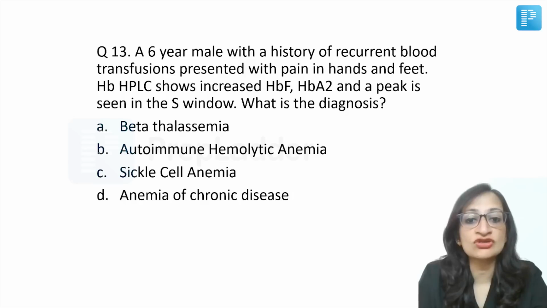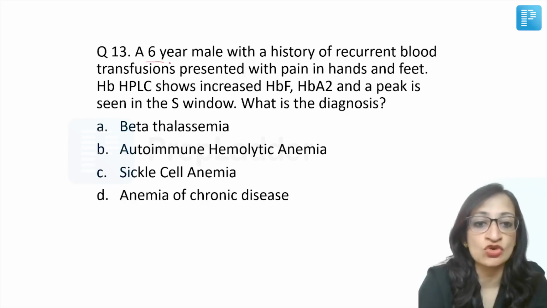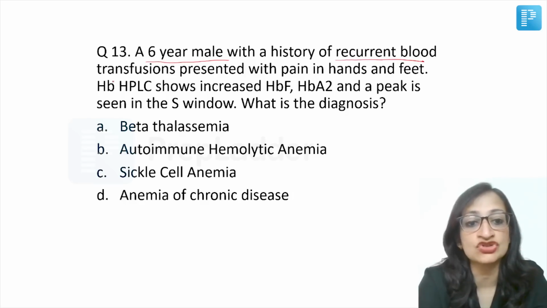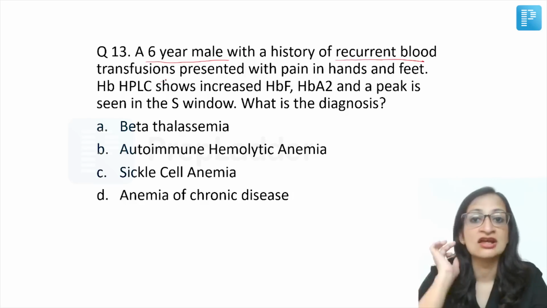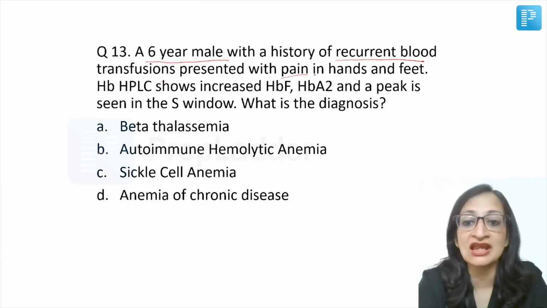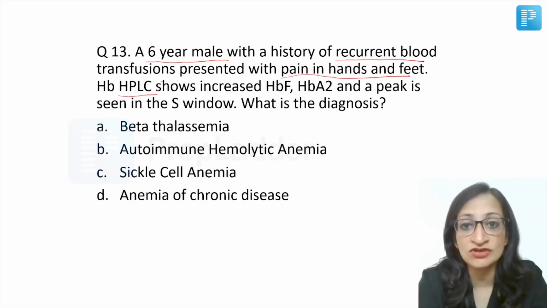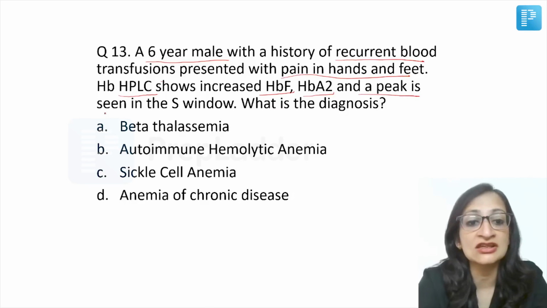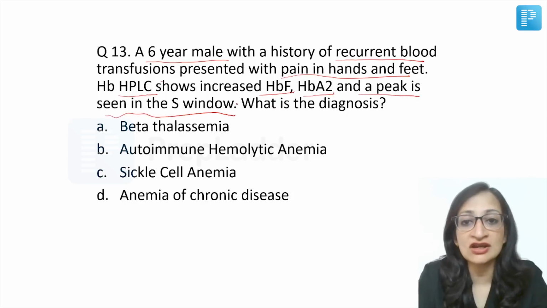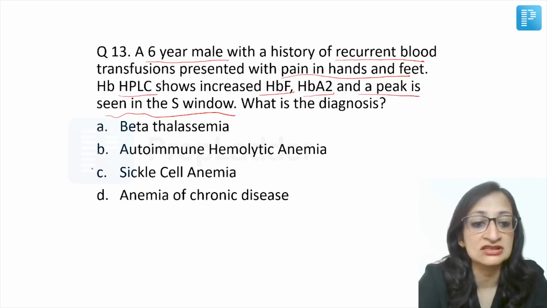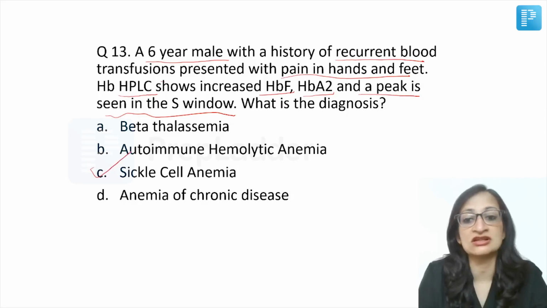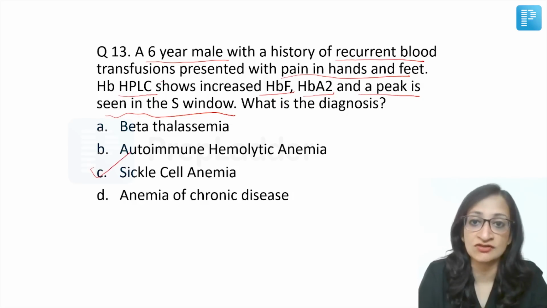Okay. So moving on to the next question, what we have here is a 6-year-old male with a history of recurrent blood transfusions. That means some anemia is there, chronic anemia is there, with pain in hands and feet. Hemoglobin HPLC, high performance liquid chromatography, shows increased HbF, HbA2, and a peak is seen in the S window. So if you are getting a peak in the S window, that means the child is having sickle cell disease. So sickle cell anemia or sickle cell disease is the best answer out of the given choices.